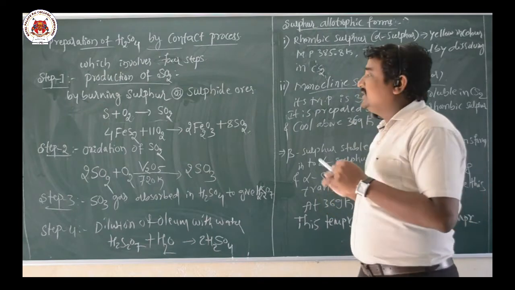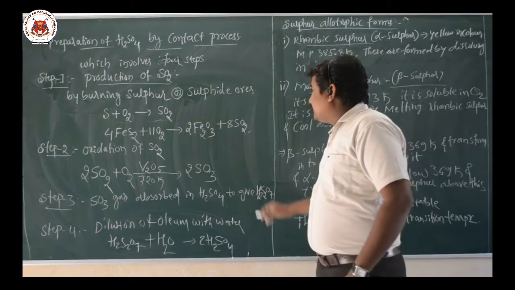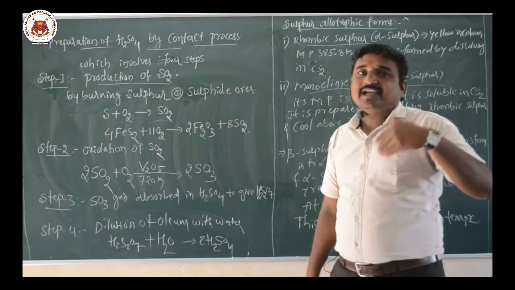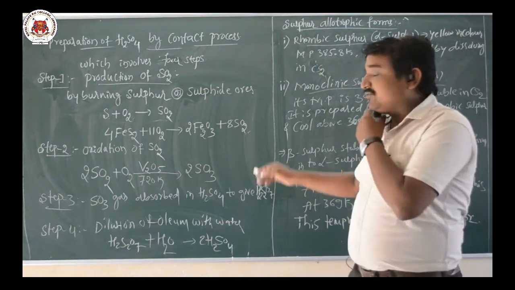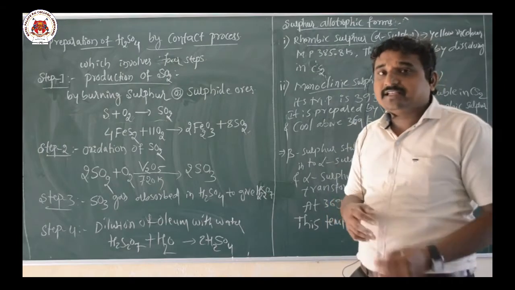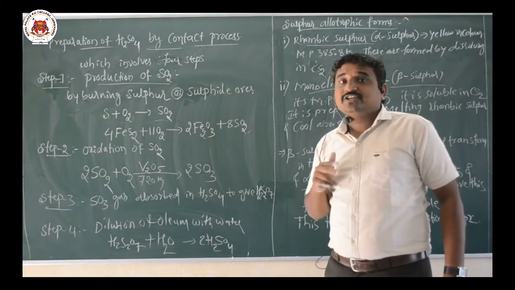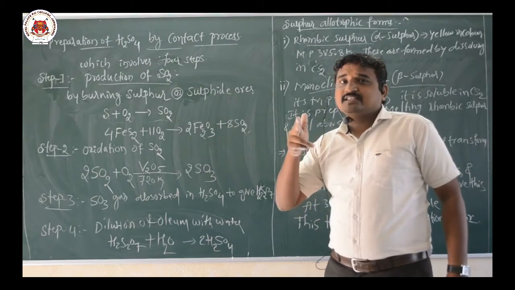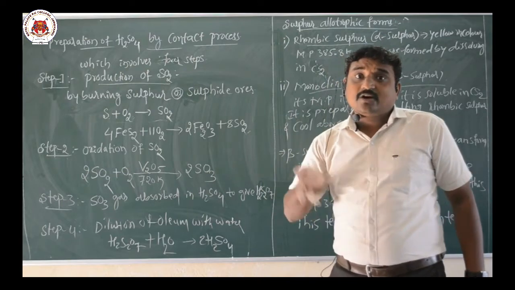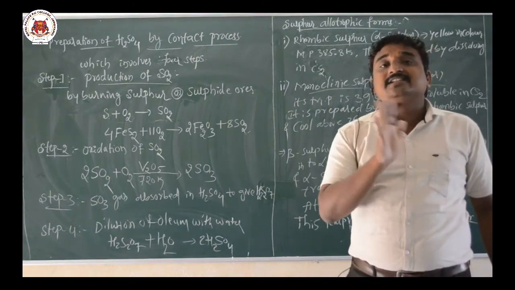The next one, the oxidation of SO2. Whatever sulfur dioxide is produced in the first step will undergo oxidation again, so there is a formation of sulfur trioxide. This is the second step: sulfur dioxide converted to sulfur trioxide. Sulfur dioxide undergoes oxidation, forming sulfur trioxide.